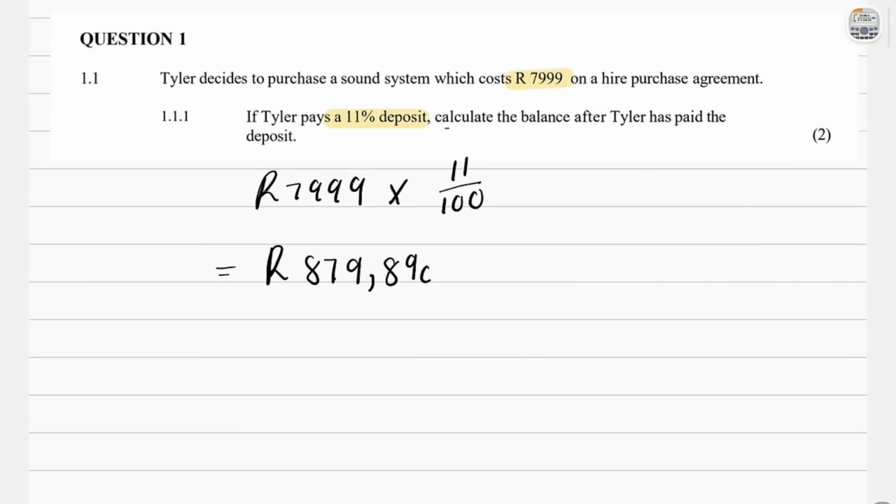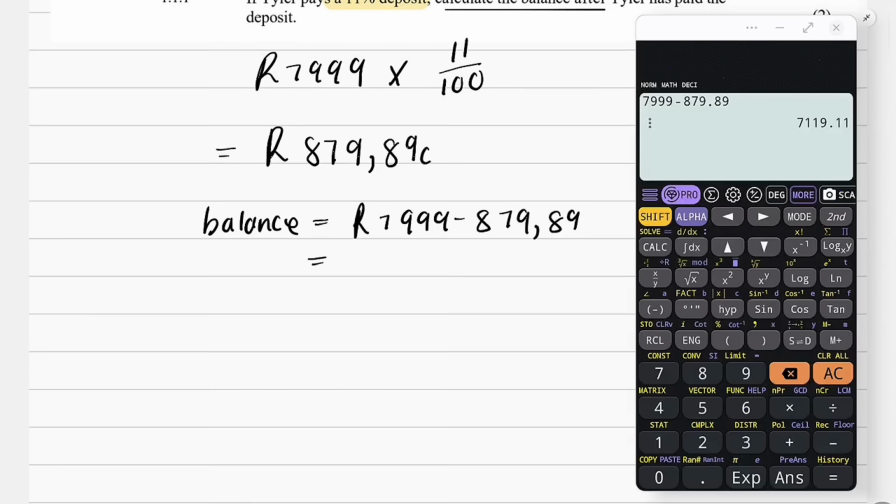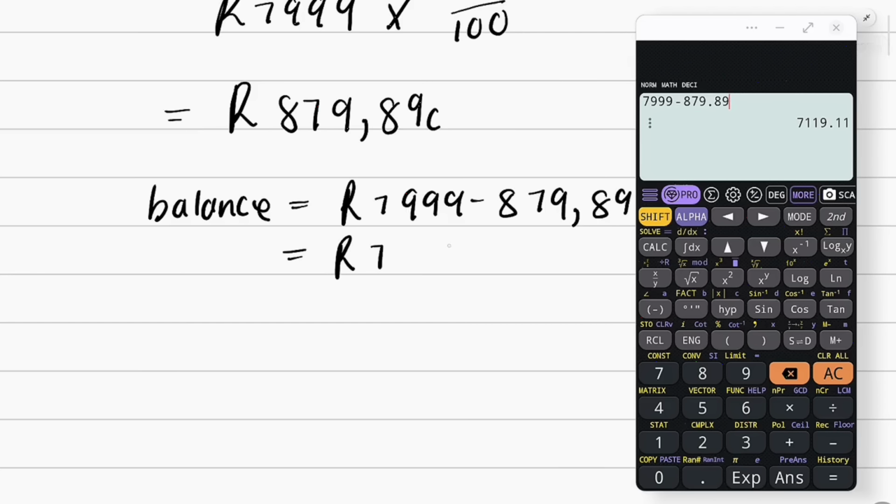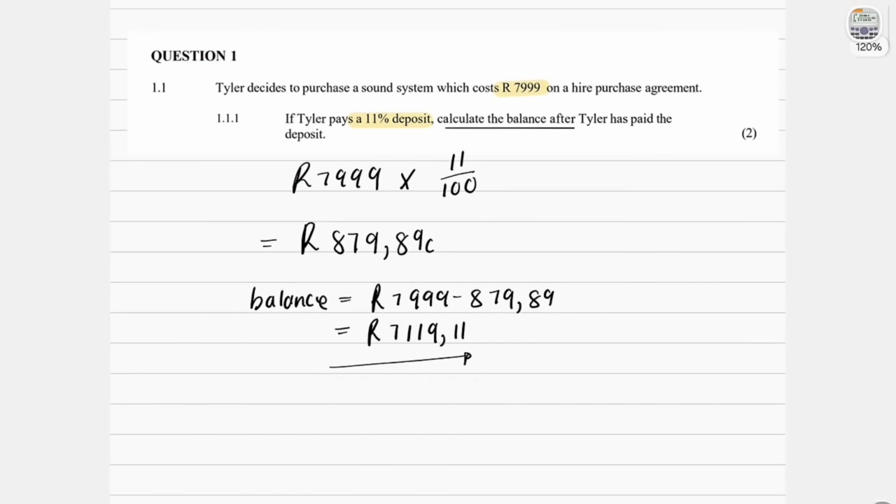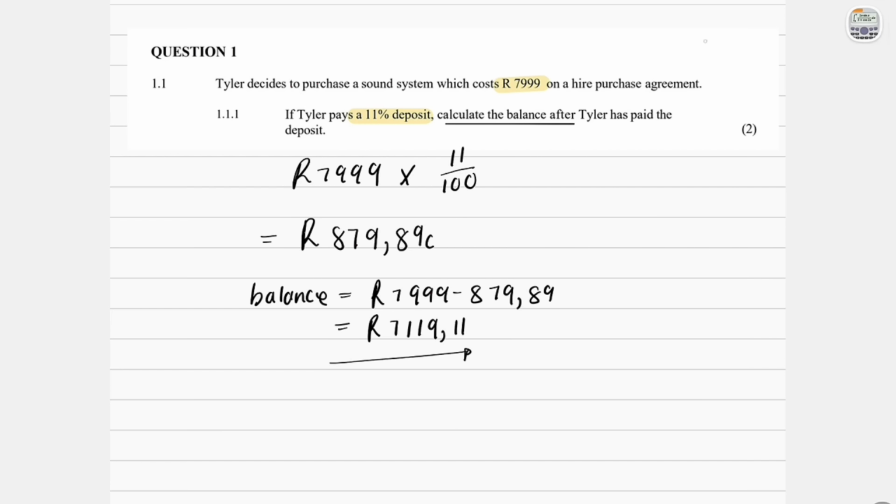The question is, calculate the balance after Tyler has paid the deposit. So he doesn't owe 7,999 anymore. He now owes 879 less than that. Okay, so what he owes, or his balance, we'll just say, by saying 7,999 minus 879.89, and that is how we get our answer there. Okay, so what he is actually going to pay is 7,119 Rand and 11 cents. Of course, they're going to add interest to this because this is a hire purchase agreement. And moving on to the next question.